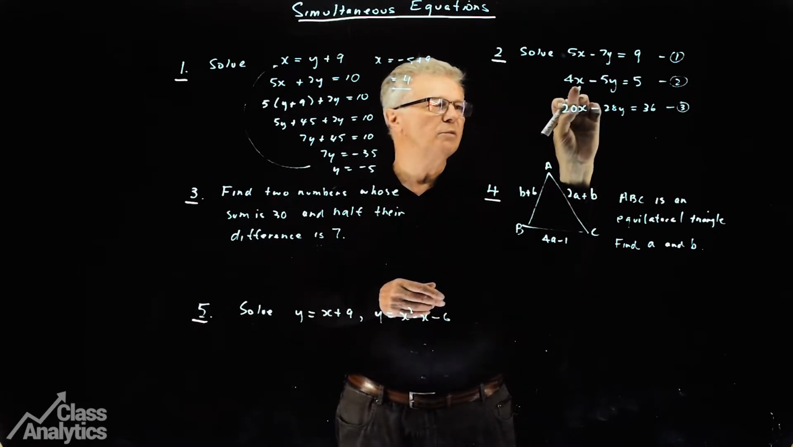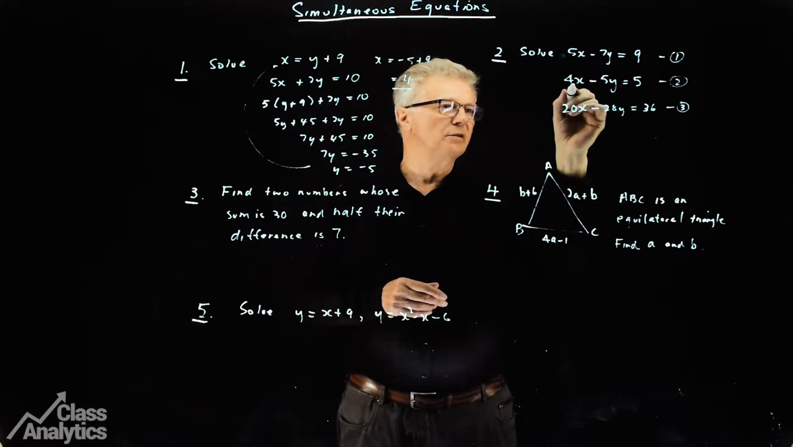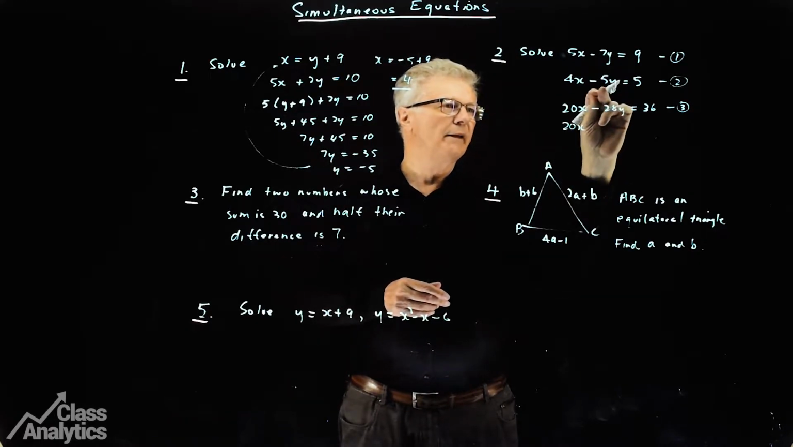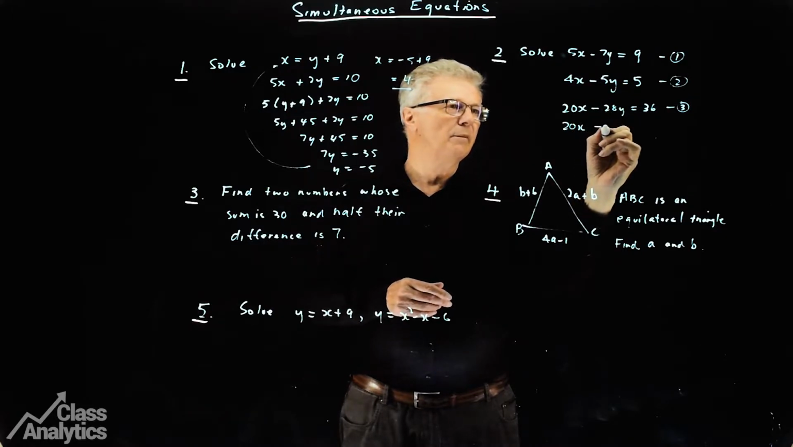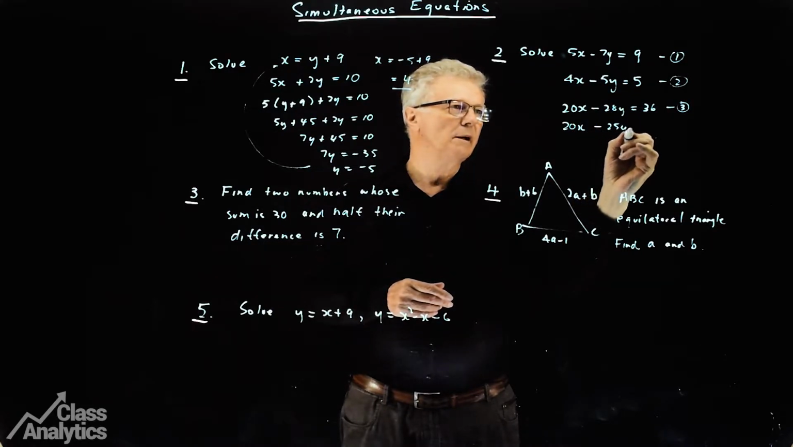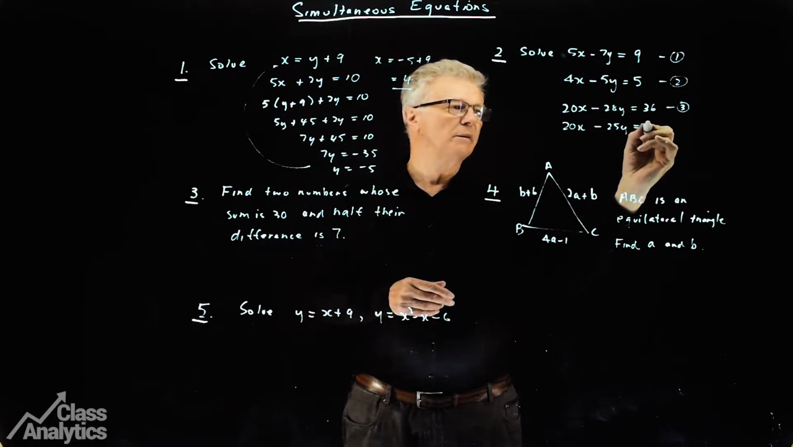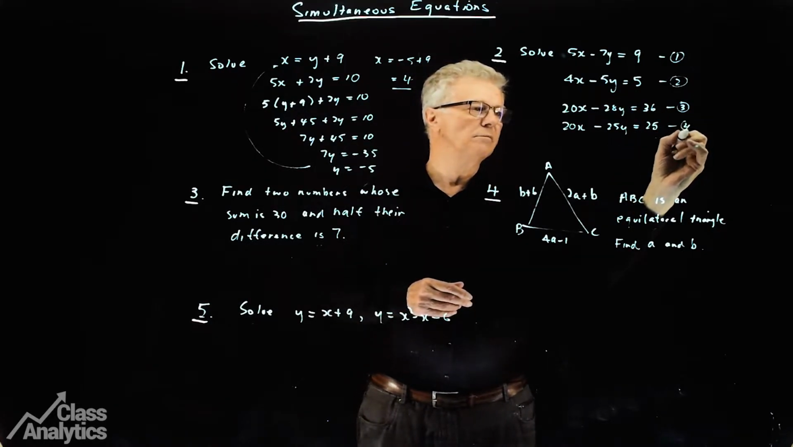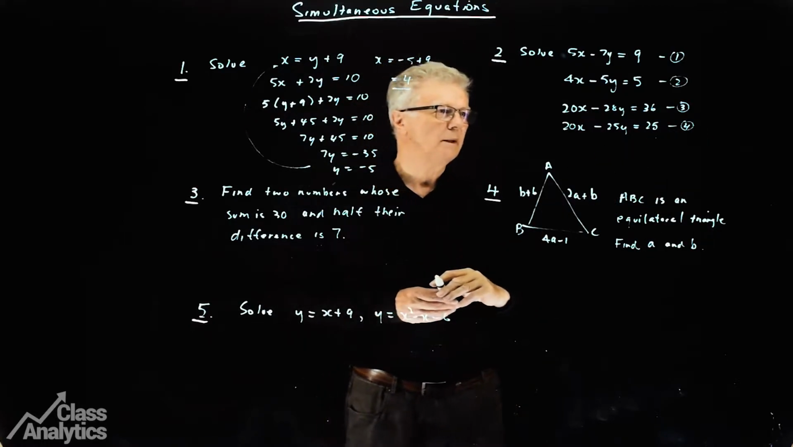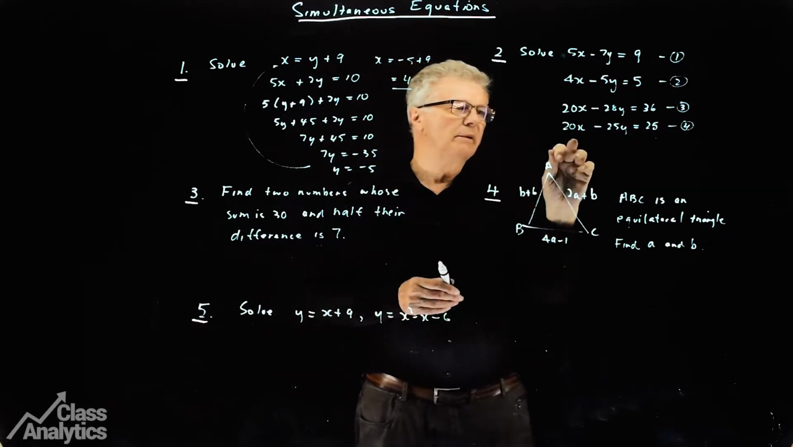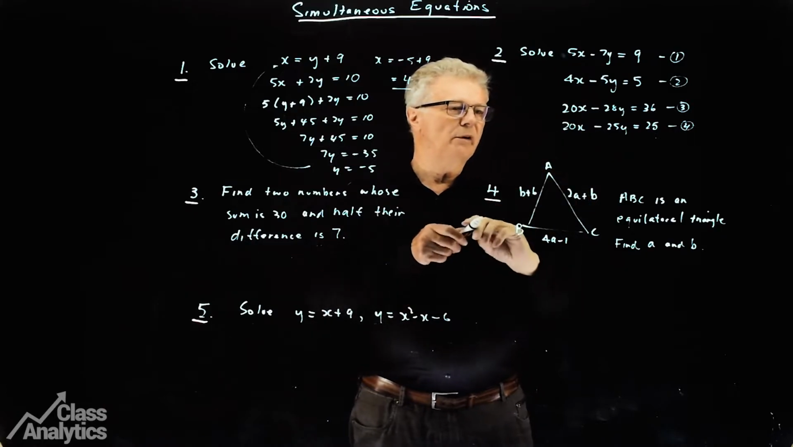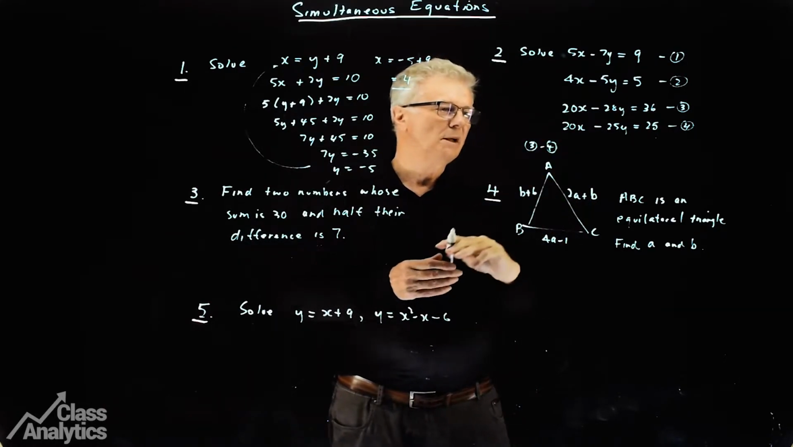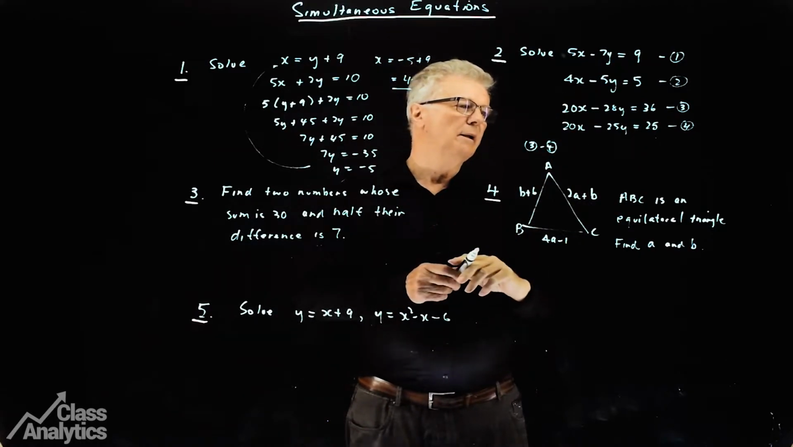Now I'm going to multiply this one by 5, because that'll make it 20x, which makes these line up, and that one by the 5, minus 25y, and multiplying that by 5 is going to be 25. I call that equation 4. All right, so what's going to happen now is when we subtract 3 from 4, 3 minus 4, these will go out. Just be careful here.